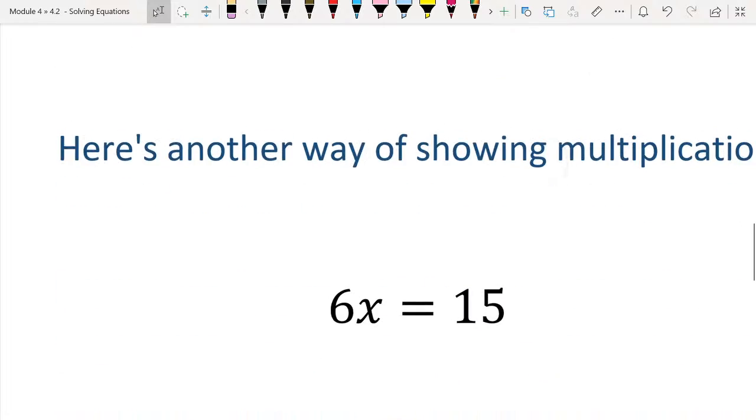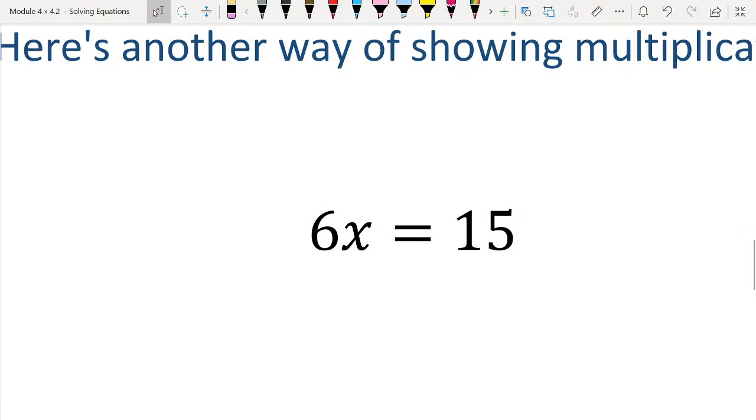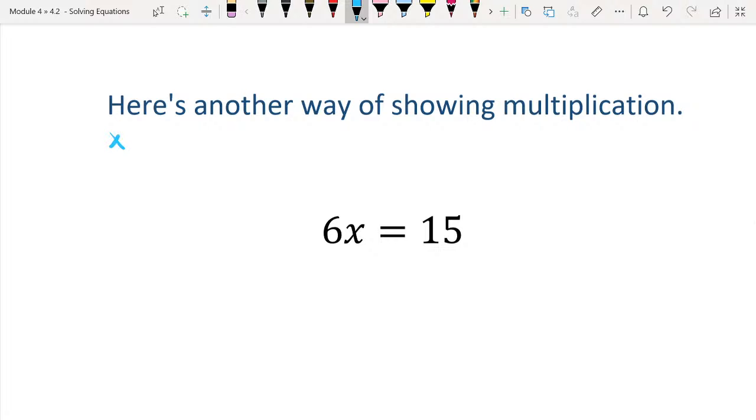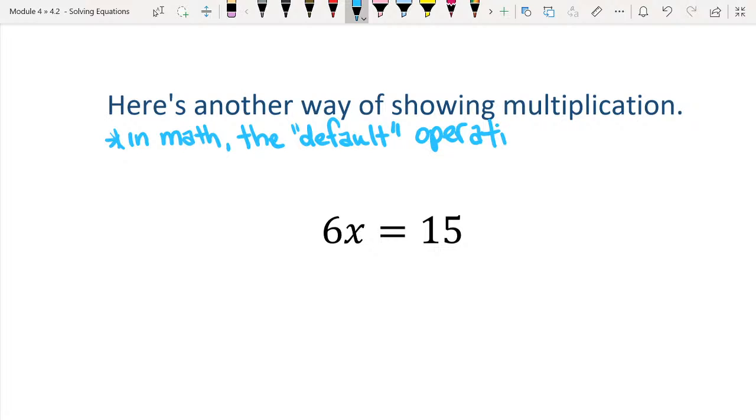Now, something you're going to come across is that this isn't the only way to show multiplication. In fact, the most common way you're going to see multiplication shown is just by writing the number next to the letter. And in math, the default operation is multiplying. So when all else fails, if two numbers are next to each other, it means to multiply them. So in this case, 6 next to x means 6 times x. I should say multiplying.